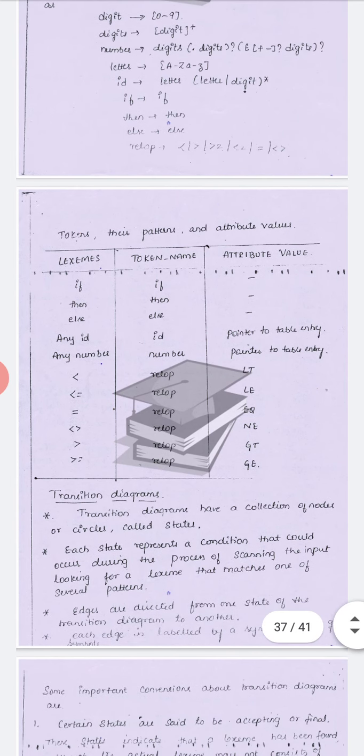Okay, then we will see the tokens, their patterns and attribute values. Lexemes, token name, attribute value. If, then, else, any id with a pointer to the table entry, any number with a pointer to the table entry, relop. So we have to study these symbols, then only we can understand the concept.